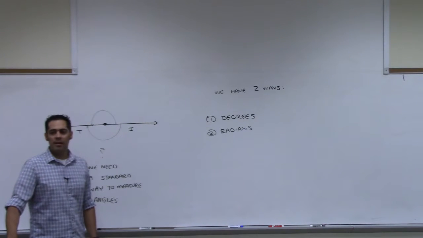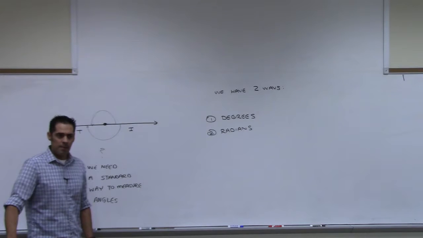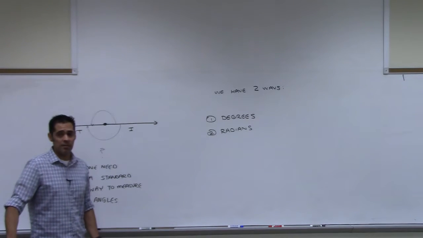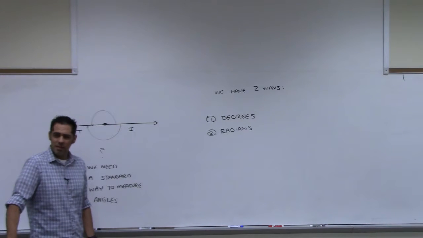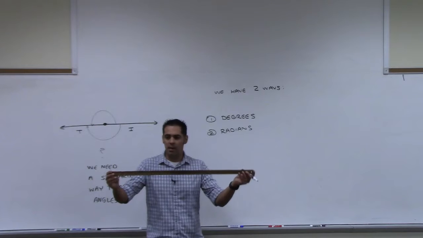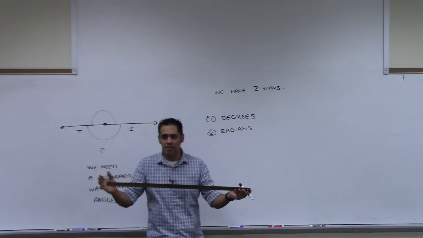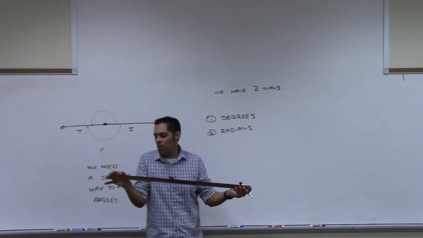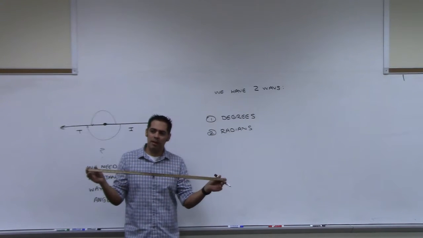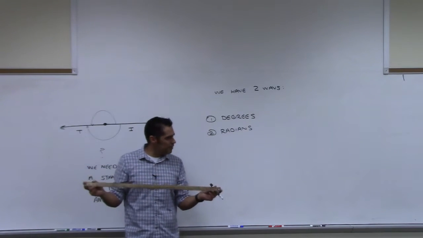Radians, on the other hand, is quite elusive. People don't understand what a radian is. I'm going to do my best to explain it to you, but it is elusive because it's not like, hey, I have a stick, and I'm going to cut this stick into 10 equal pieces, so each one of these we'll call a, you know, whatever. That's not the way the radian works. So it's a lot more difficult to understand.